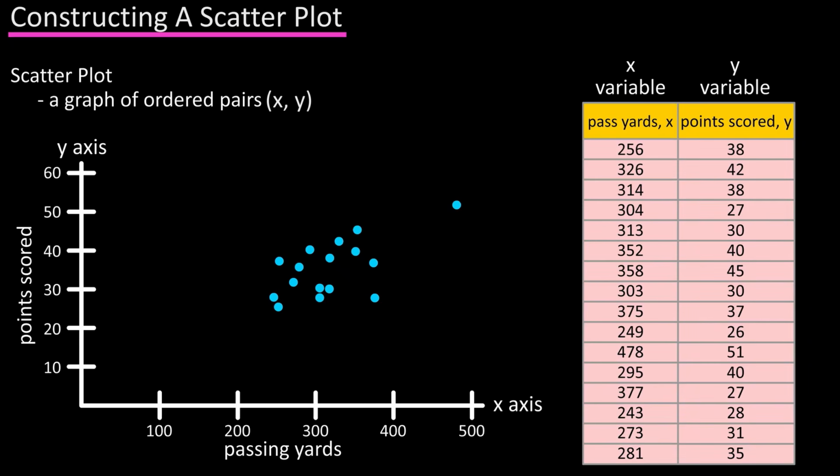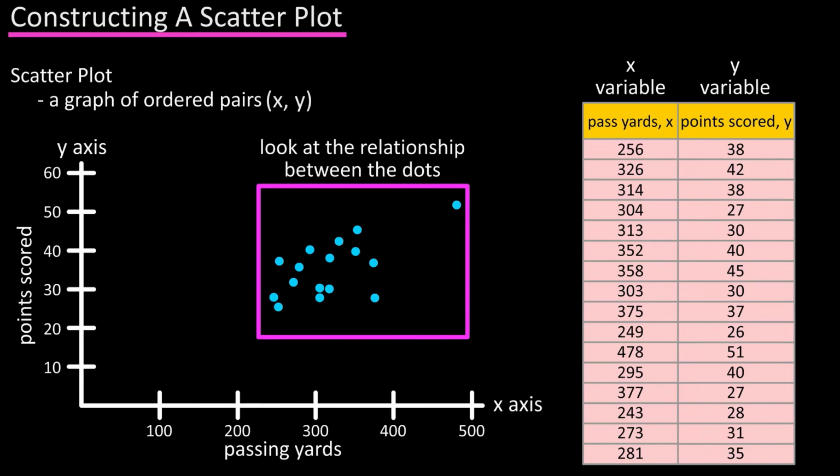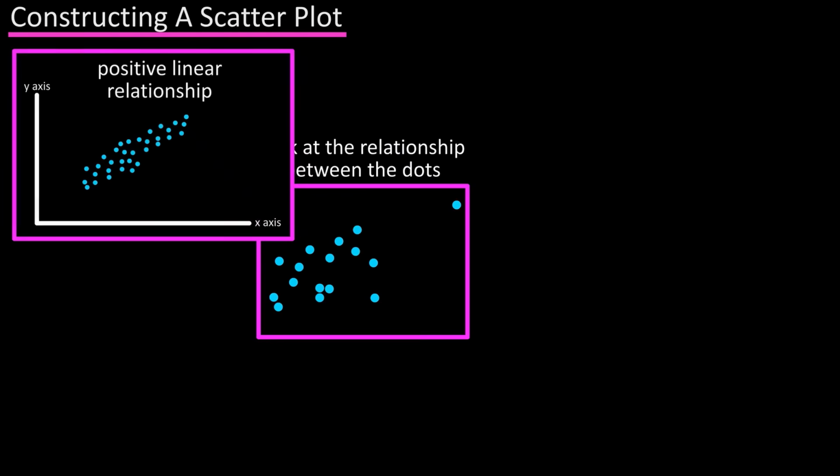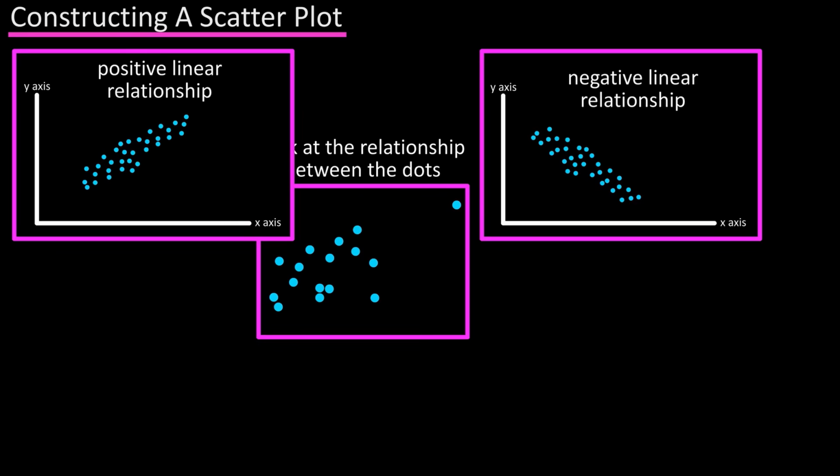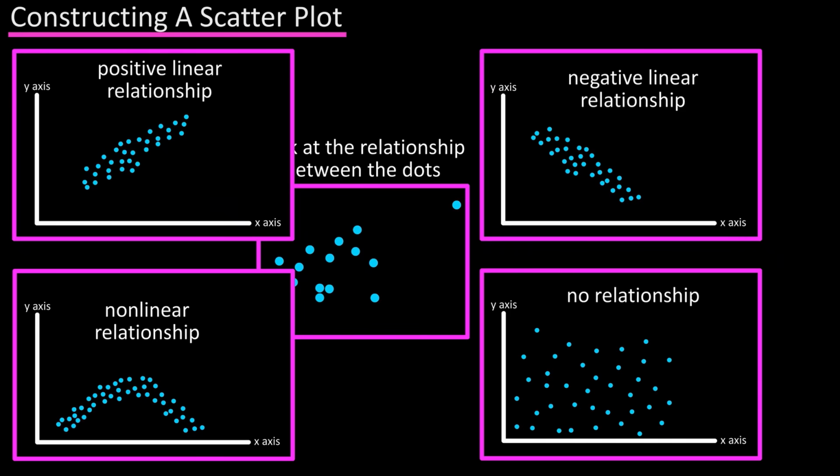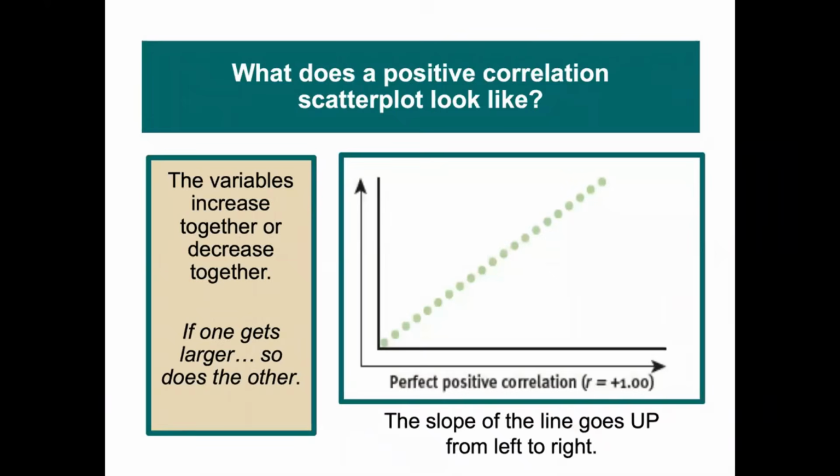When looking at a scatter plot, one thing to take note of is the overall relationship between the dots, as you can have a positive linear relationship, a negative linear relationship, a curved relationship, or even no apparent relationship.